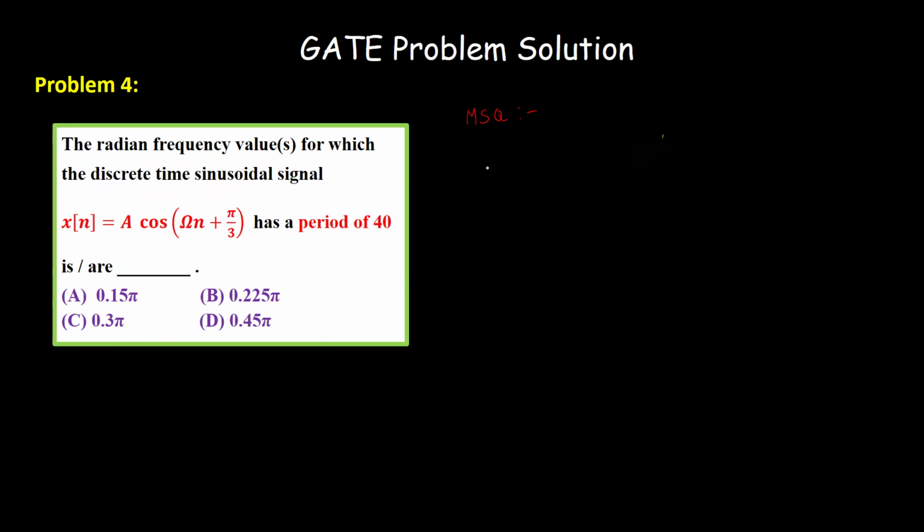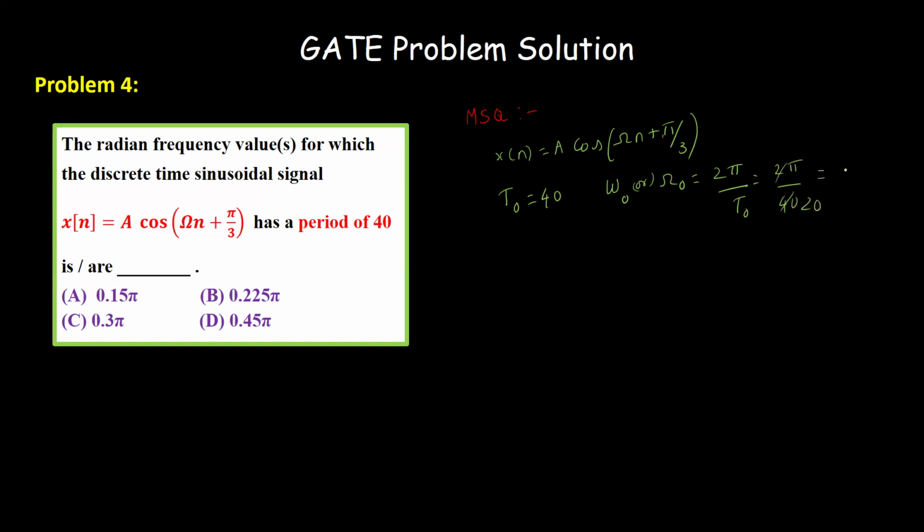First let me find the frequency. Here x of n equals A cos of omega n plus pi by 3, where omega is the fundamental frequency. Here T naught is given as 40. So we need to find the frequency, represented as omega naught, which is equal to 2 pi by T naught. That is equal to 2 pi by 40, which reduces to 1 by 20, which is 0.05 pi radians. So this is the fundamental frequency, and multiples of 0.05 pi are also the frequencies.